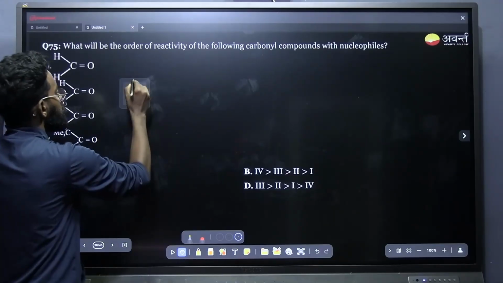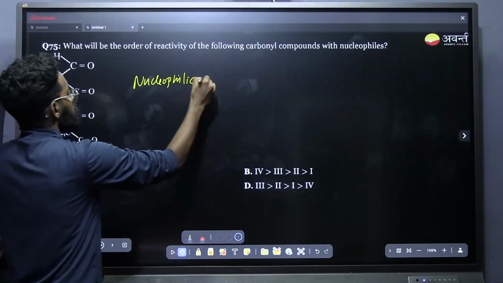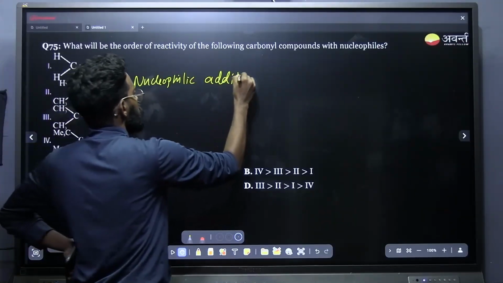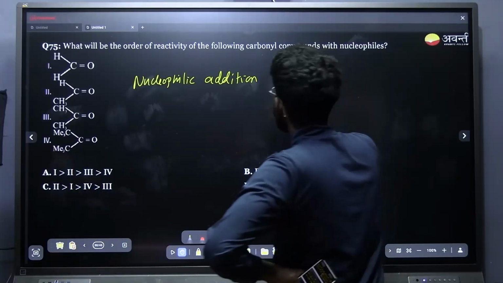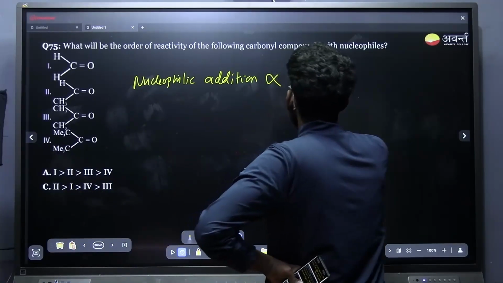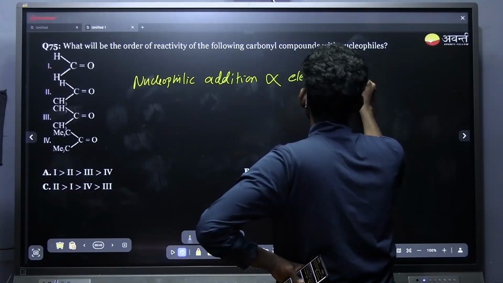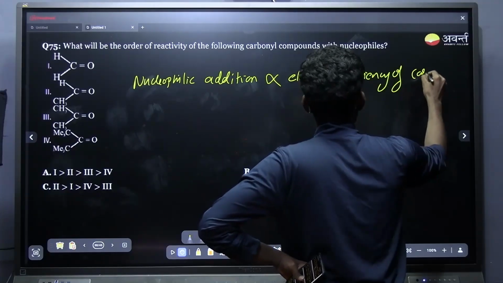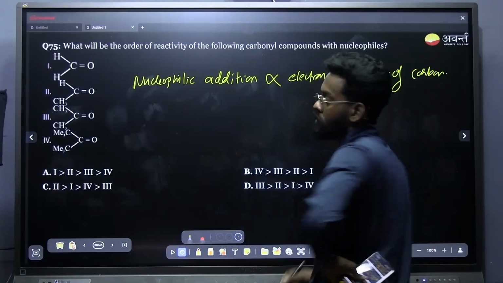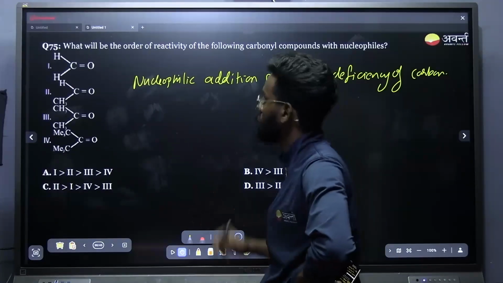Nucleophilic addition reaction. The nucleophilic addition reaction rate is directly proportional to what? Directly proportional to the electron deficiency of carbon. Which carbon is more electron deficient, there will be adding of nucleophile.